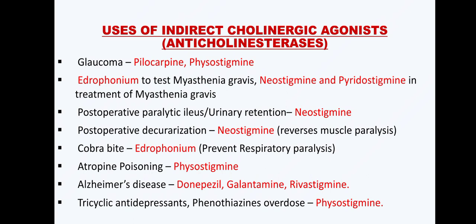Neostigmine is useful in post-operative paralytic ileus or urinary retention. Neostigmine is also used in post-operative decurarization and it reverses muscle paralysis. Edrophonium is used in cobra bite and it prevents the respiratory paralysis. Physostigmine is used in atropine poisoning, and the drugs donepezil, galantamine and rivastigmine are useful in Alzheimer's disease treatment. Physostigmine is also used in the overdose of tricyclic antidepressants and phenothiazines.